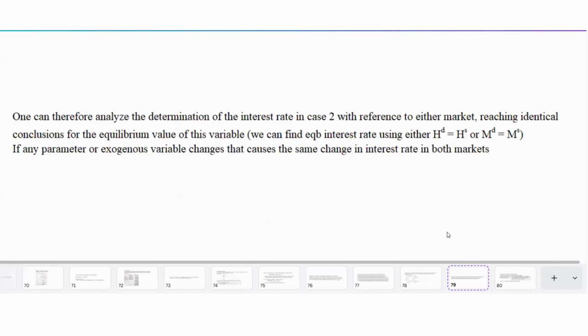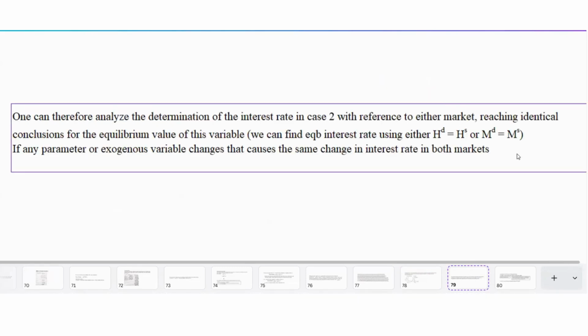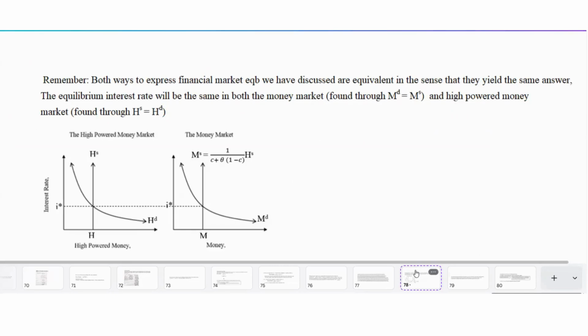So we can find the equilibrium interest rate by either setting HS equal to HD or MS equal to MD. If any exogenous variable or parameter changes, that causes the same change in the interest rate in both markets. So we have two equivalent ways to express financial market equilibrium in the case where we have a banking sector.